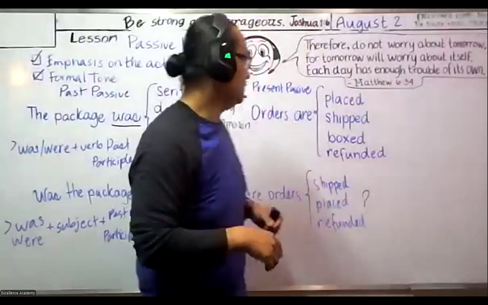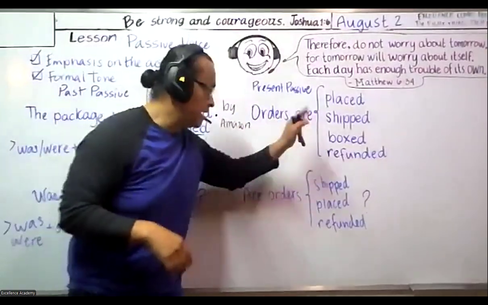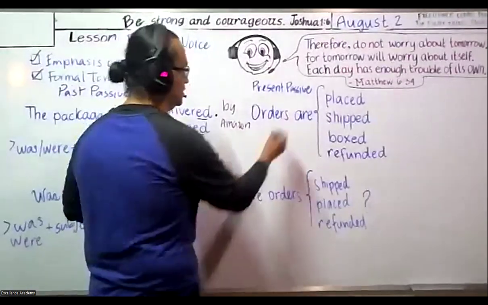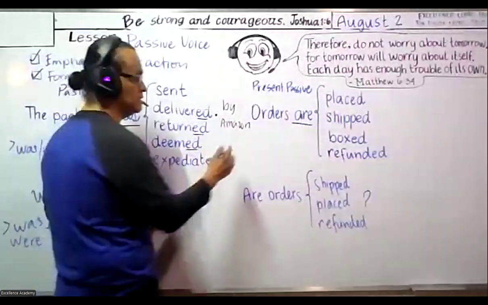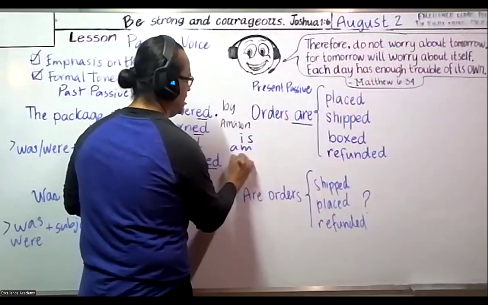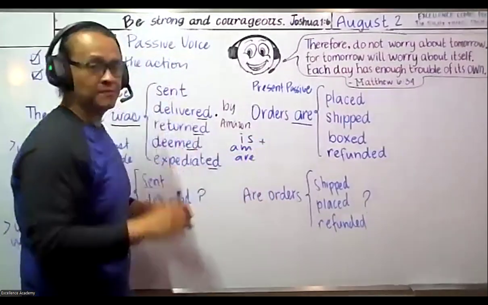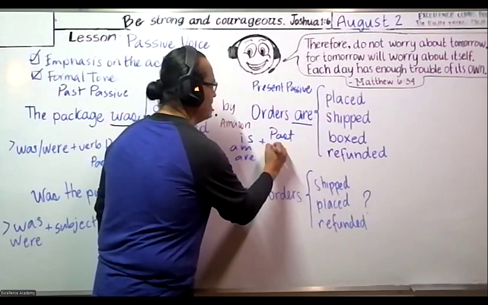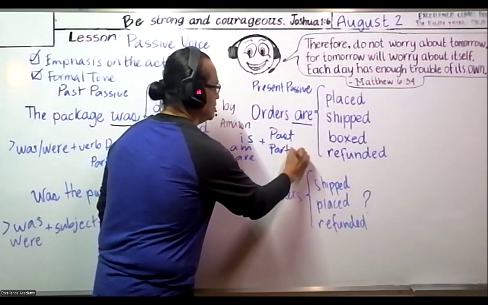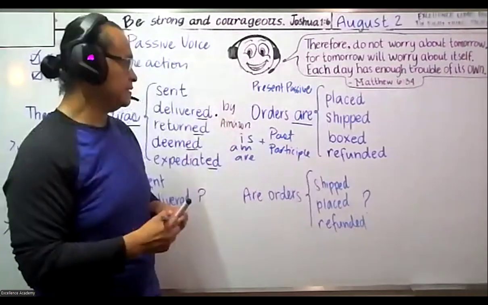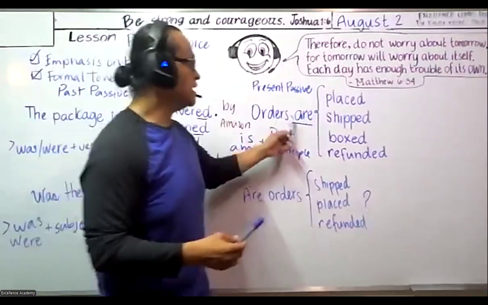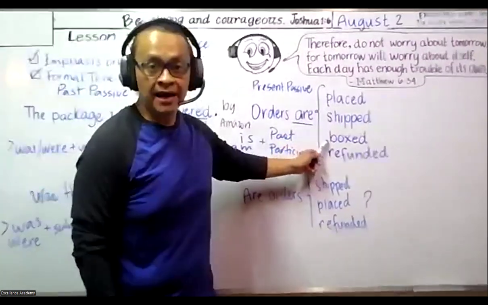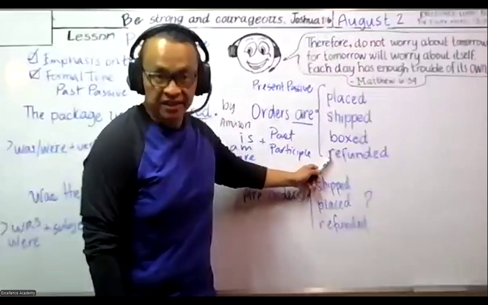Now let's take a look at the present passive. For the present passive, we're going to use the form of the verb be in the present tense, is, am, and are, plus the past participle verbs. We'll say something like this, for example: orders are placed, are shipped, are boxed, are refunded.